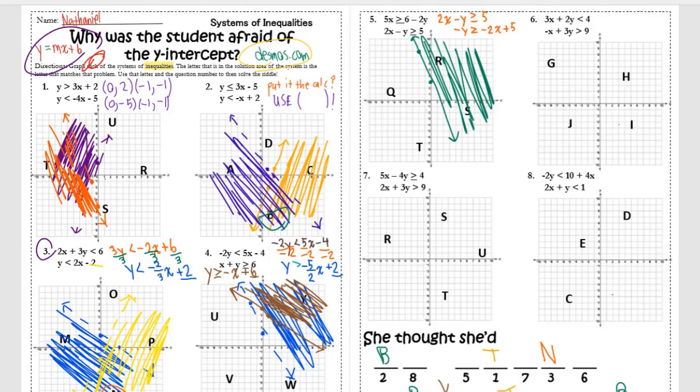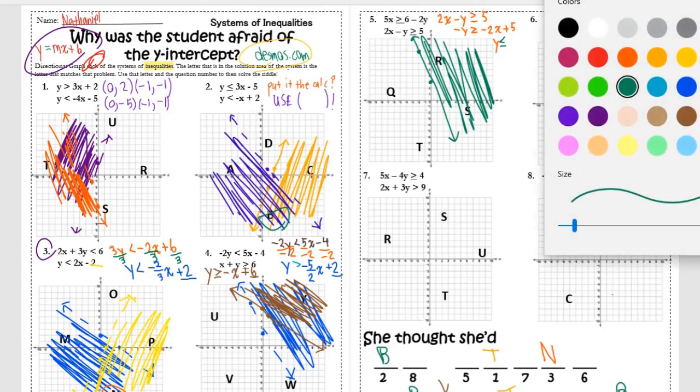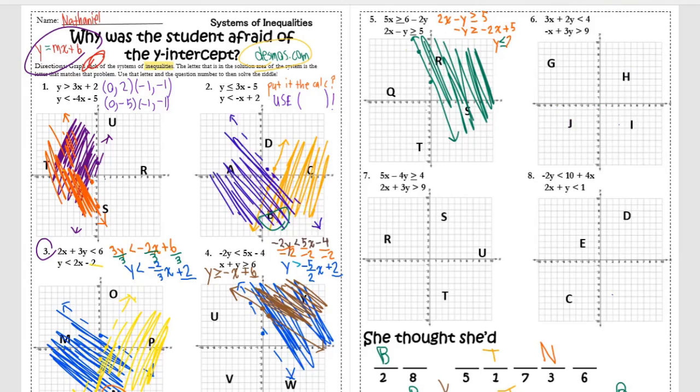Then we're going to divide every term by negative 1 because negative y divided by negative 1 is positive y, and negative divided by a negative is a positive. So we have y is less than or equal to positive 2x minus 5. Notice our sign flipped because we divided by a negative number.